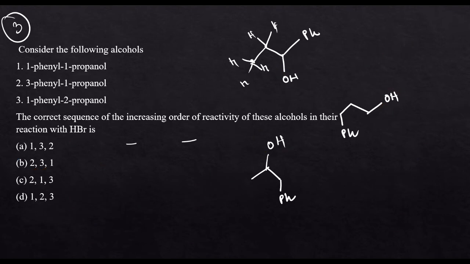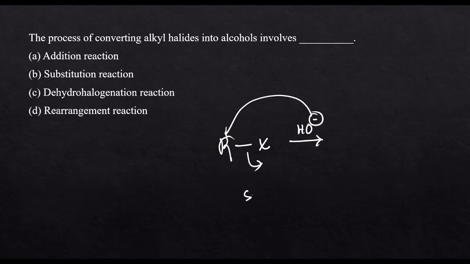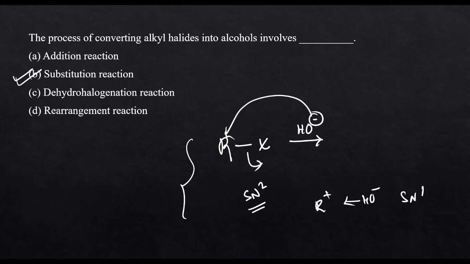Next, moving towards question number 4. The question is, the process of converting alkyl halide into alcohols involves. When we have an alkyl halide with the general formula R attached with a halogen into alcohol, that means we have a nucleophile, hydroxide, and it will attack here and the halide will come out in the SN2 method, or otherwise the carbocation will form, then hydroxide will attack in the SN1 method. Whatever the SN1 and SN2, they are part of substitution reaction. So the correct answer will be substitution reaction.